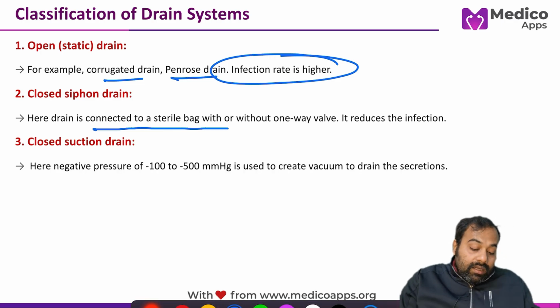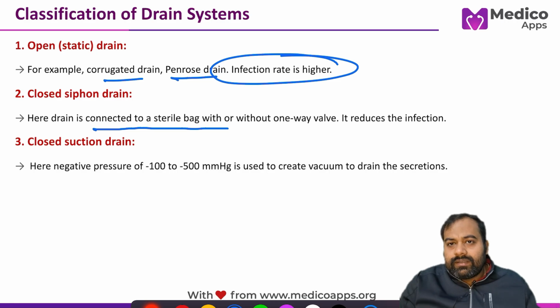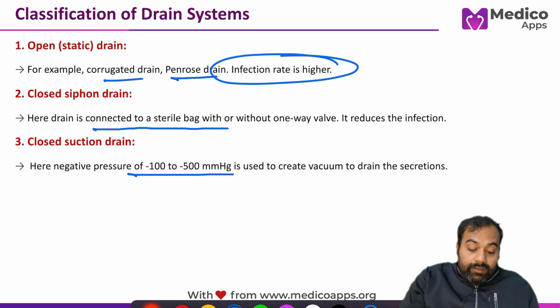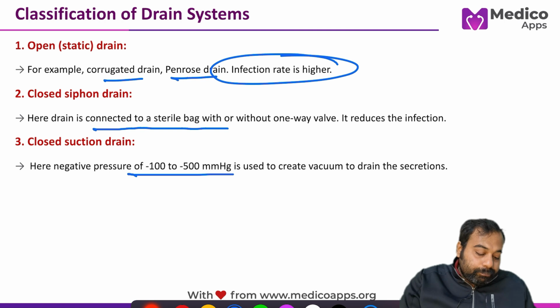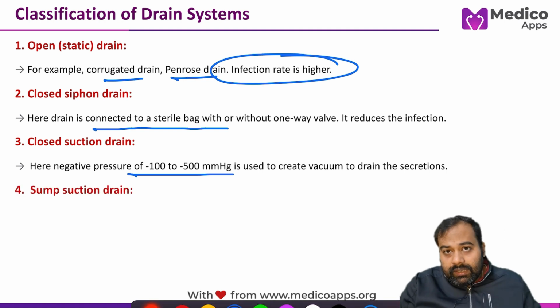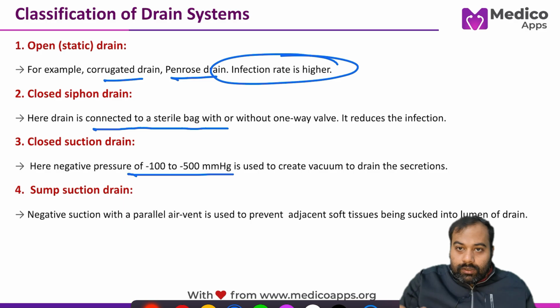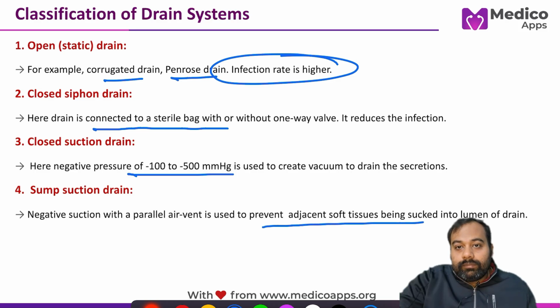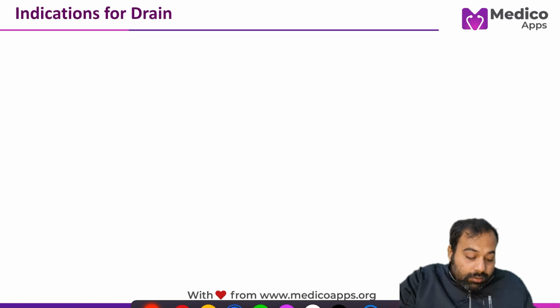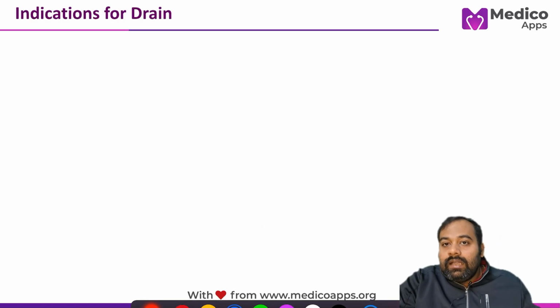In case of a suction drain, a pressure of -100 to -500 mmHg is applied to create a vacuum, which is the working principle of the closed suction drain. Then we have the sump drain, a type of suction drain. Here there is a parallel air vent, which prevents the adjacent soft tissue from being sucked into the lumen of the drain, right? Also, under a water seal, we can use the same.